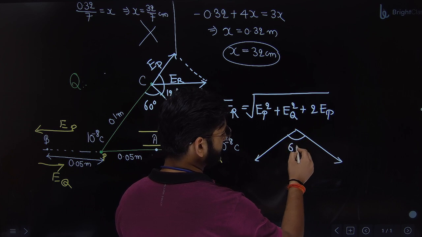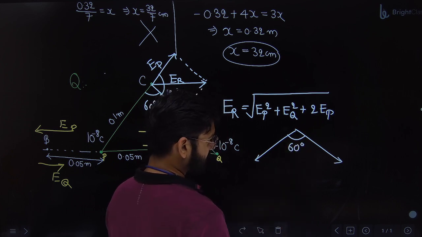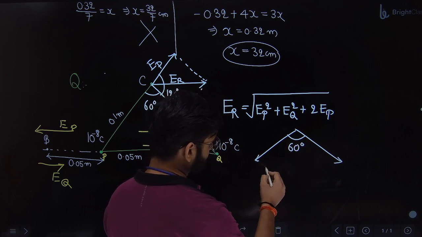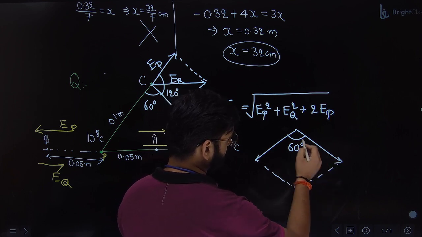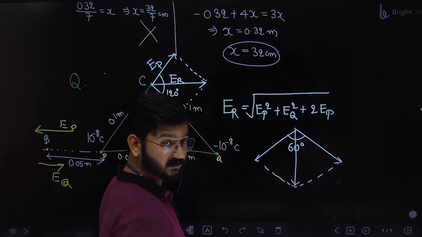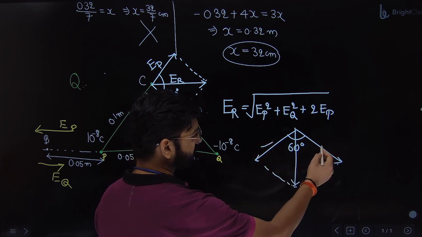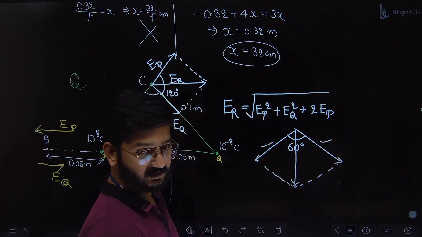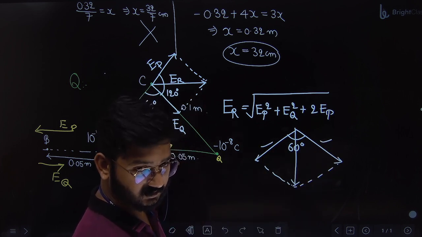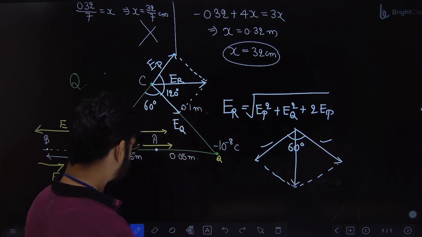where the angle was 60 degree. Correct? Yes. So complete the parallelogram. So this is the resultant. Here this is one vector, this is one vector, the angle is 60. And that's what I can see in your notes also. You have written the resultant formula.